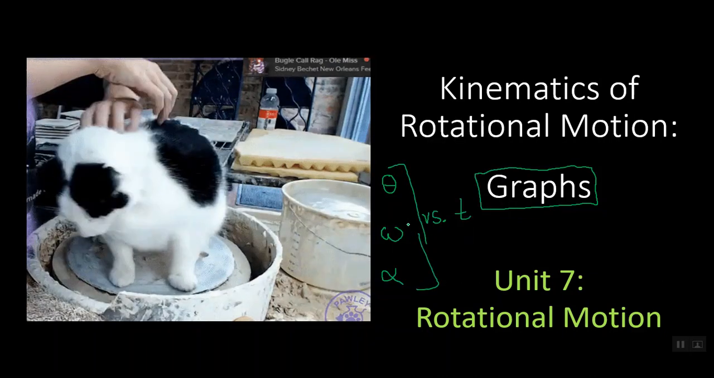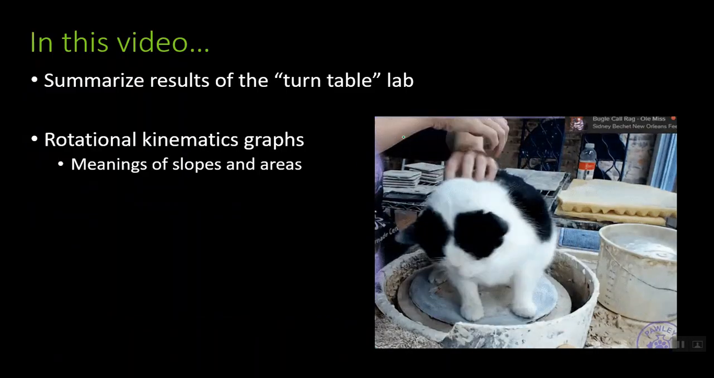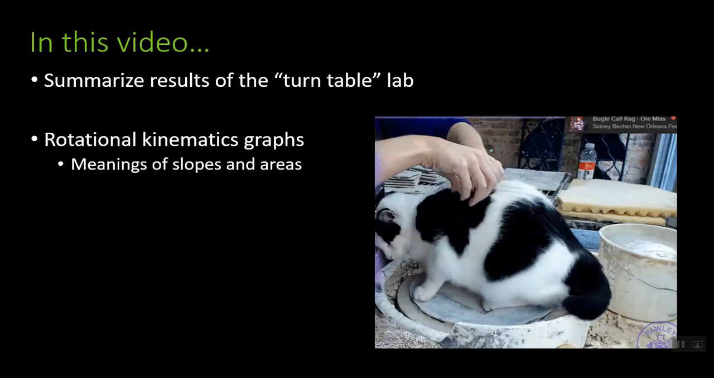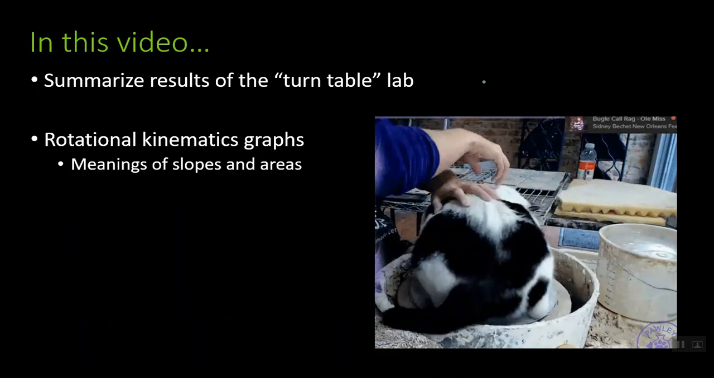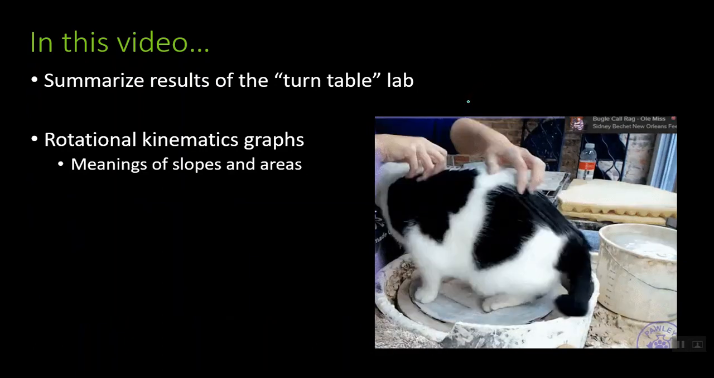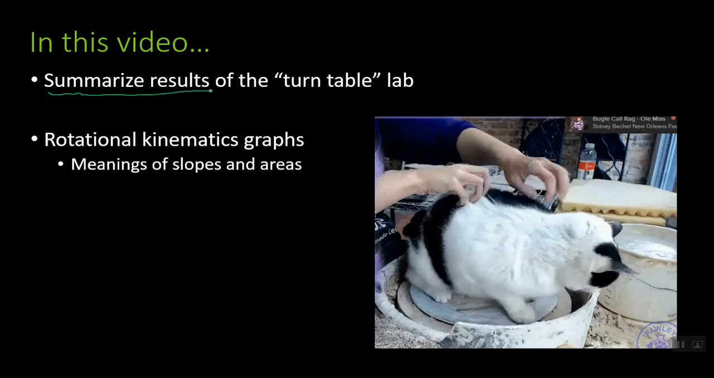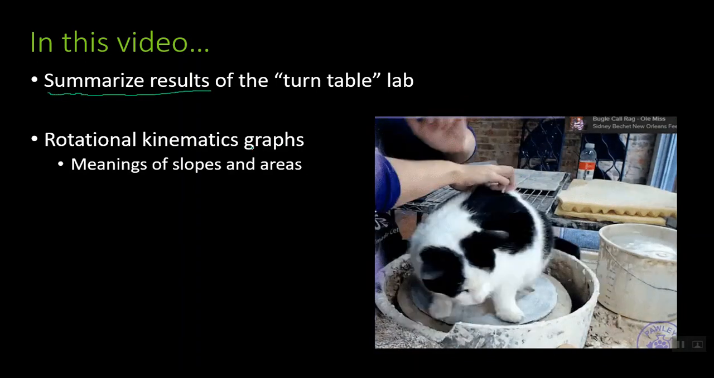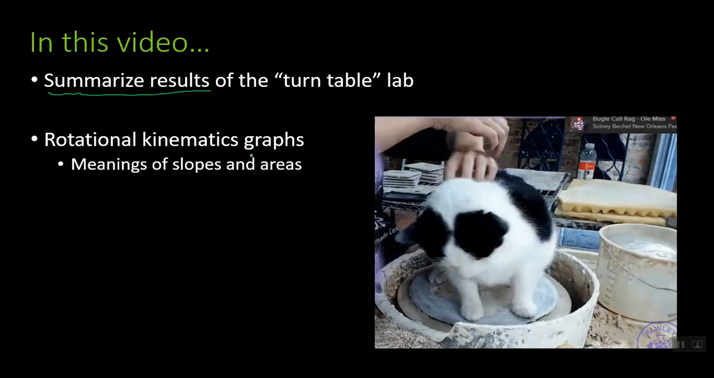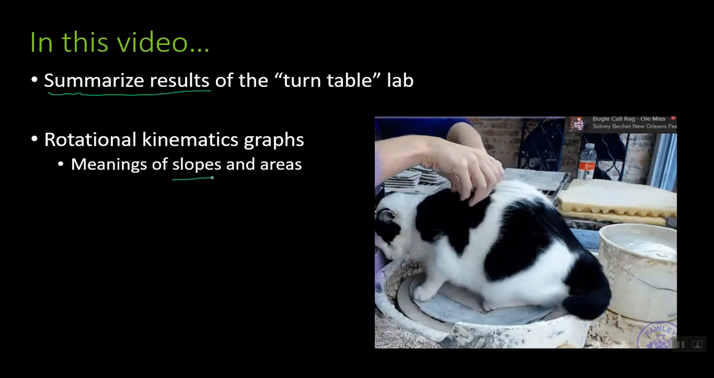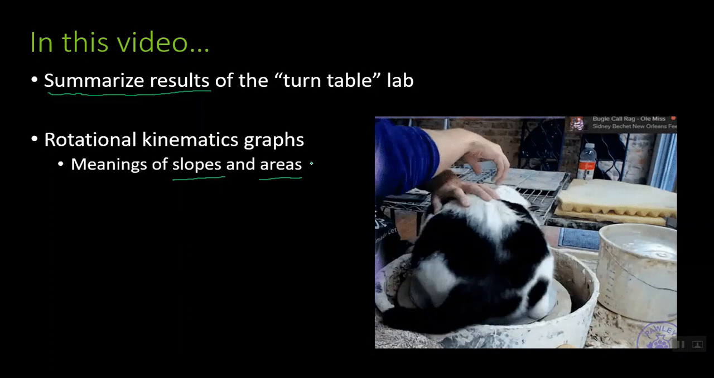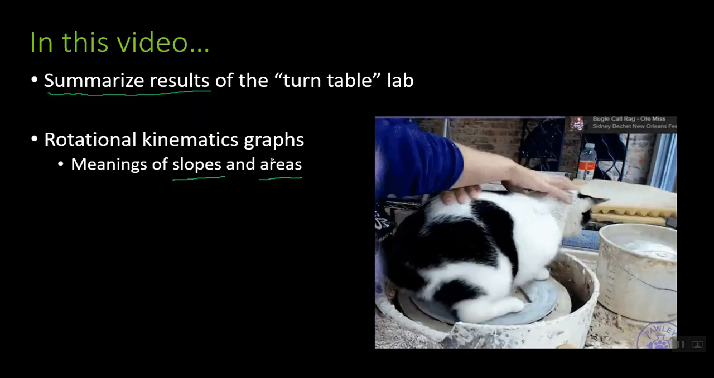So we already looked at all of these quantities in our turntable lab. You guys created these different graphs and started to look at the meaning of the slope and the area. So this video is really just to summarize what you should have discovered in that lab and just to really reinforce what meaning can we get from these kinematics graphs. What are the meanings of the slopes and the areas of these graphs?